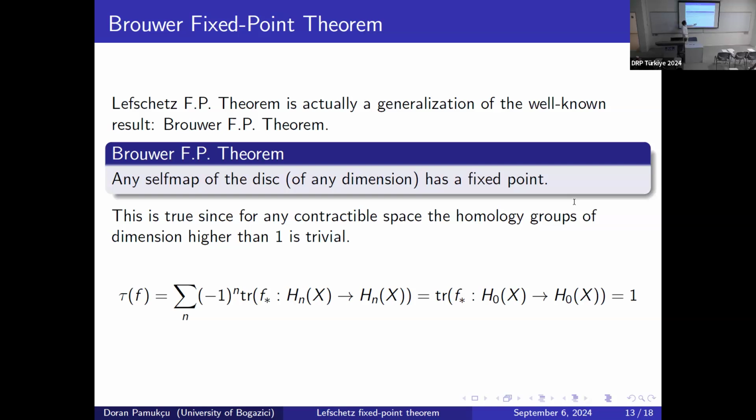If you look at this sum, because our disk is contractible, the homology groups of dimension higher than 0 are trivial. So this sum actually collapses to only one component, which is the trace of F star on H0. And H0 is about connected components of our space, and our disk has only one connected component. So this is a trivial map, and the trace of it is just 1. Since we have assumed the Lefschetz fixed point theorem, we can apply it now and conclude that there must exist a fixed point. So this is why the Lefschetz fixed point theorem is a generalization of Brouwer's fixed point theorem.